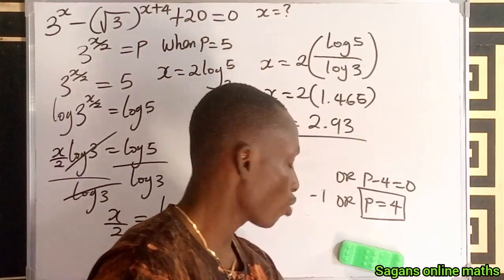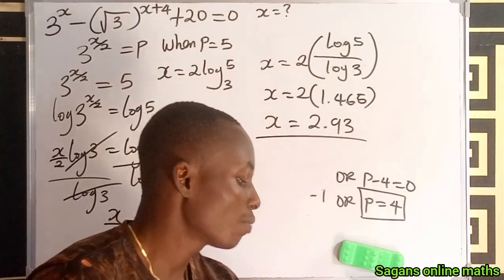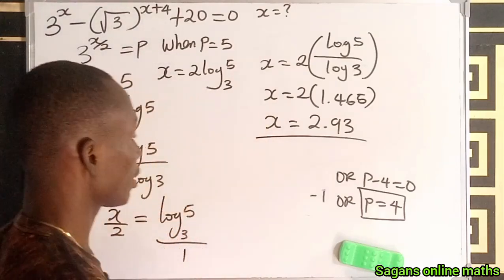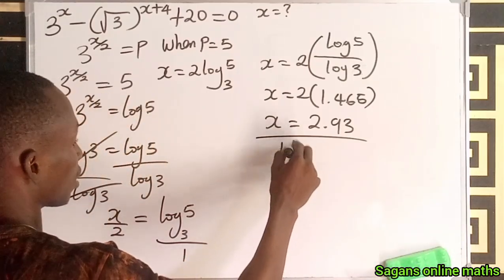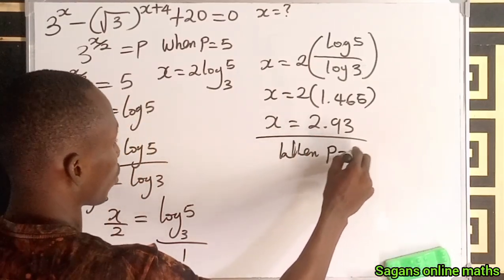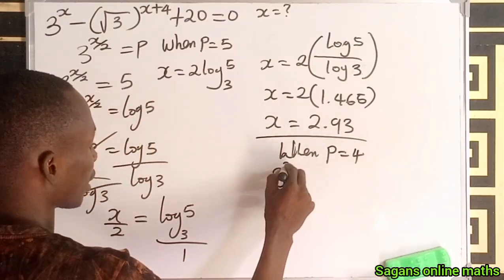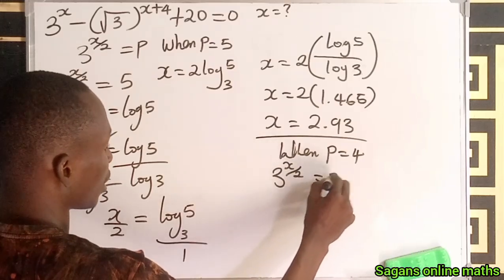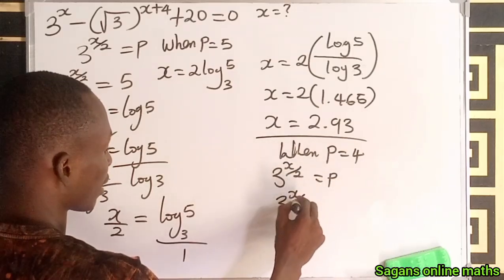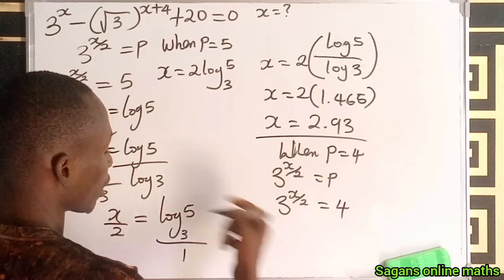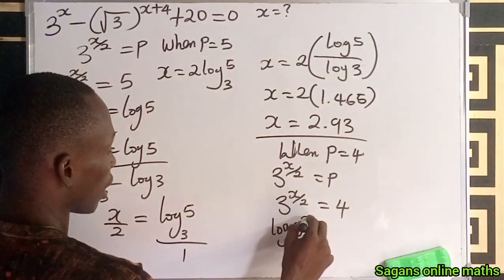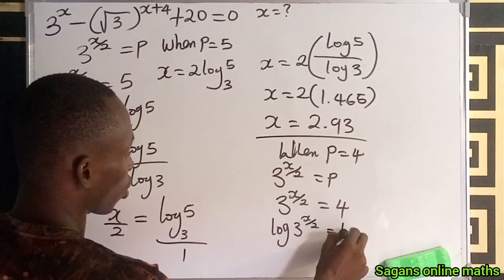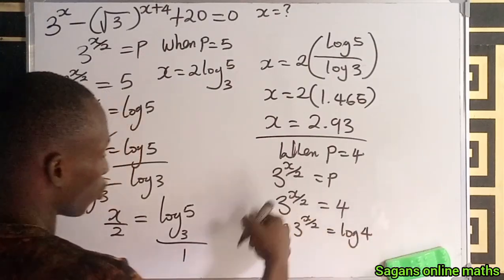Now, we can also do it that way when p equals 4. So when p equals 4, I know that 3 to the power of x divided by 2 equals p. That means 3 to the power of x divided by 2 equals 4. Taking log of both sides, I have log of 3 to the power of x divided by 2 equals log 4.